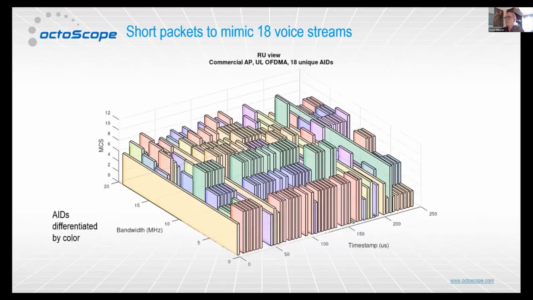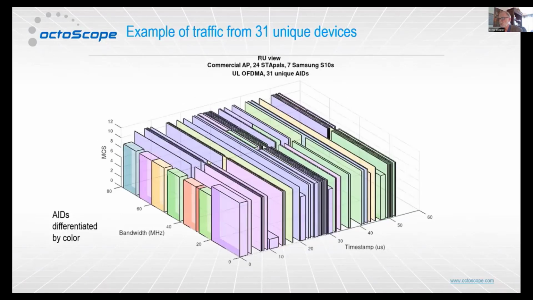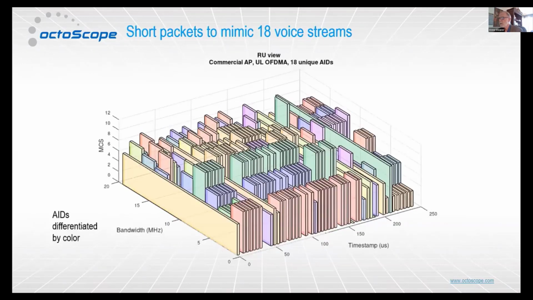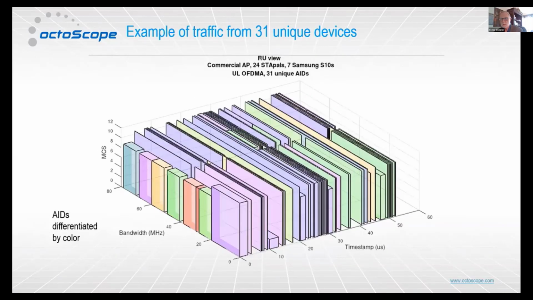You can see a mixture of higher and lower MCSs. This is another one, same AP. We're actually running in 20 megahertz bandwidth. These are actually very small packets to simulate voice, and you can see the distinct difference in characteristic of these two graphs. This one is doing voice. This guy is just basically doing a throughput test.